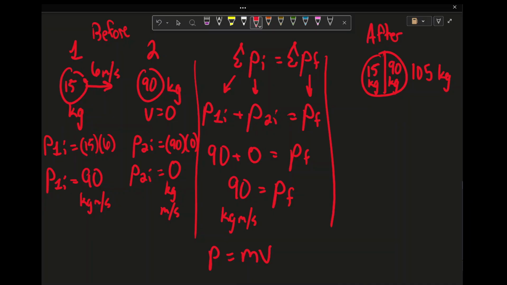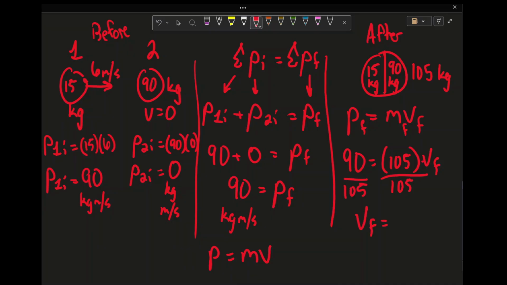And all of that momentum now belongs to this new combined thing. So that means if we do one more P equals mv, P final is M final V final is how I sometimes write it. P final is 90, and our new object has a mass of 105 kilograms. So that's going to be multiplied by some V final. If we divide by 105, we get a final velocity of, I hope I'm right, great, 0.86 meters per second.